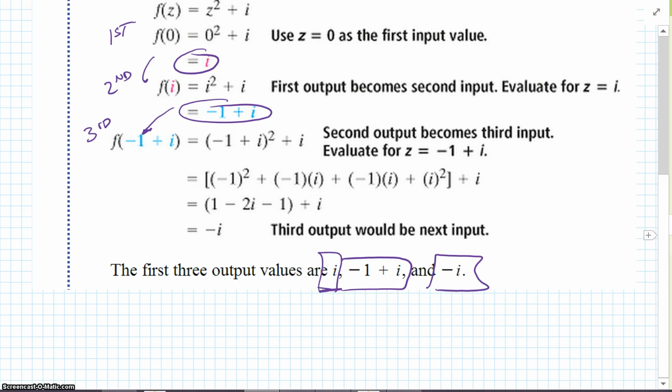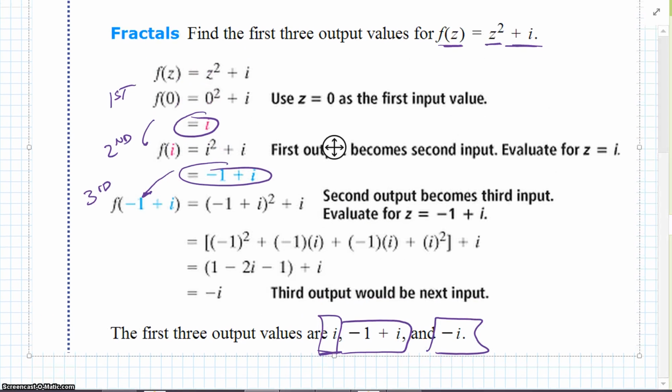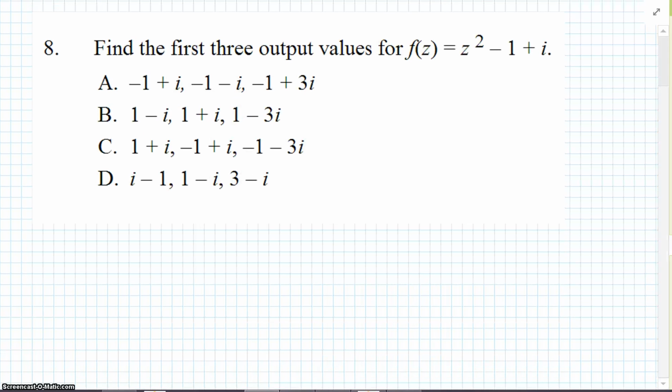And we'll talk about it in the next example. I just want to kind of get through. So all you're doing is you're plugging in the solutions each time. So here we go. Find the first three outputs for f of z. So let's start. f of z equals z squared minus 1 plus i.